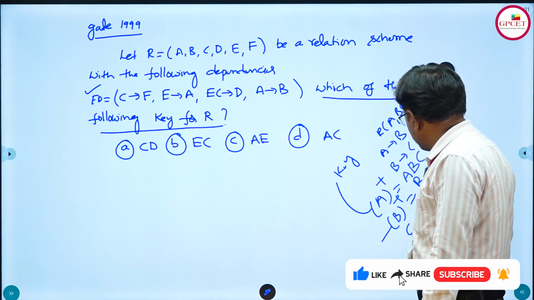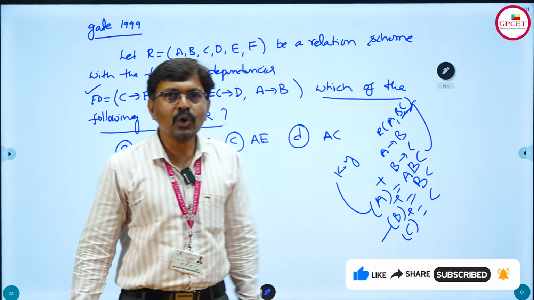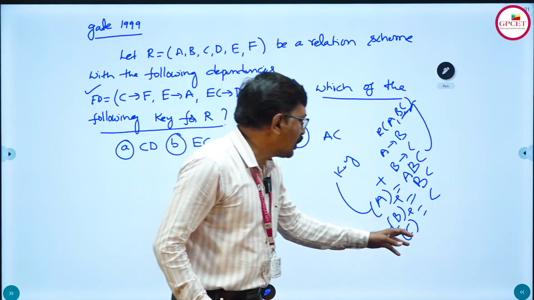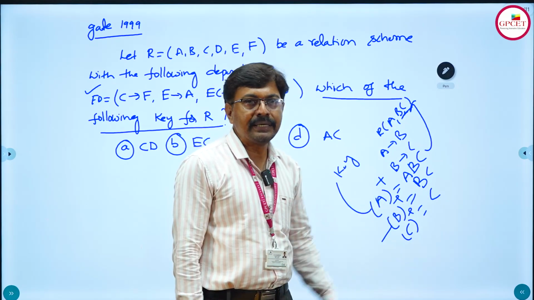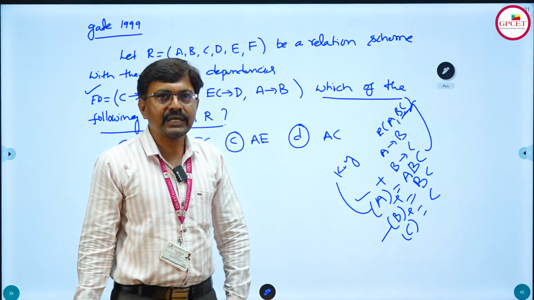Suppose C closure. What is C closure? C. C is not a key. Why? Because C closure is only C, but we miss A and B. That's why here A is a key. That is a primary key or super key or candidate key.